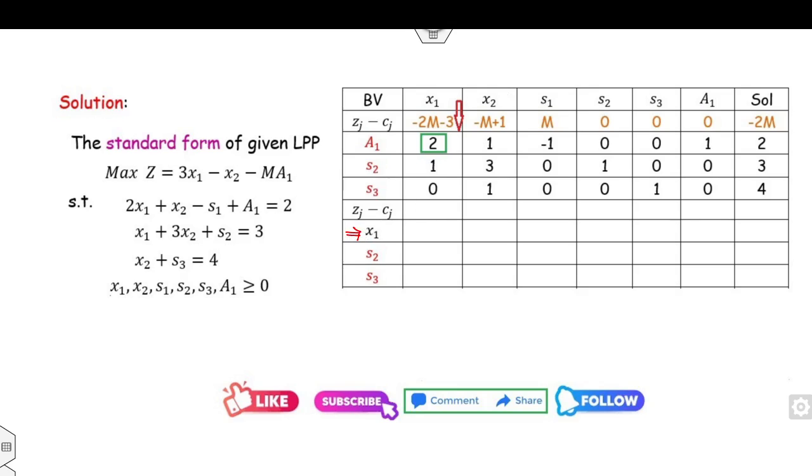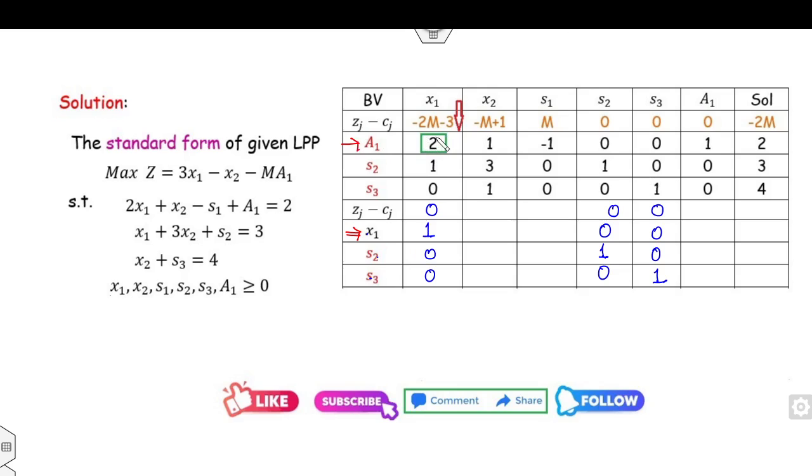Now repeat the process. This is the x1. You can write as a first identity matrix. The second column is 0 1 0, and x3 is 0 0 1. The value corresponding to this is always 0. Fine. Now it's a box element.